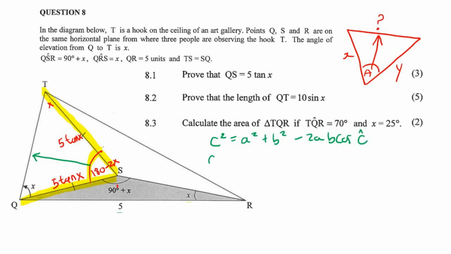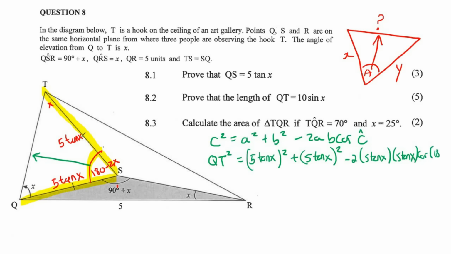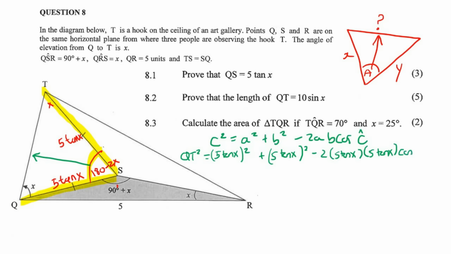We're looking for QT, so we can say QT squared equals this one, which is 5 tan x. But it's squared, so I put it in brackets. Then this one is also 5 tan x, and that's squared. Then we say minus 2, and then we've got 5 tan x again, and another 5 tan x, and then cos of 180 minus 2x. Sorry guys, this is squashed. Okay, let's try that again. So cos of 180 minus 2x. Now we're just going to simplify a little bit.